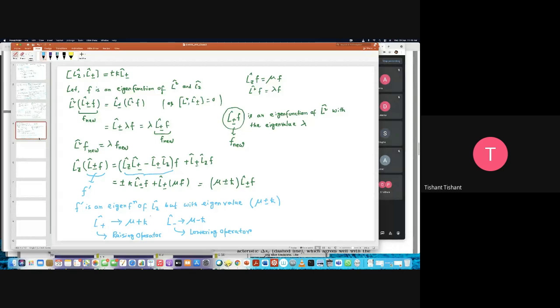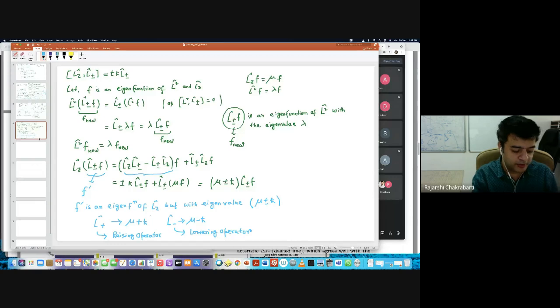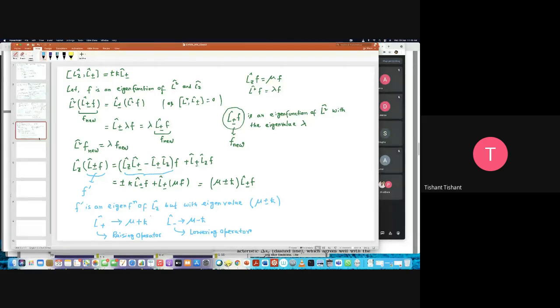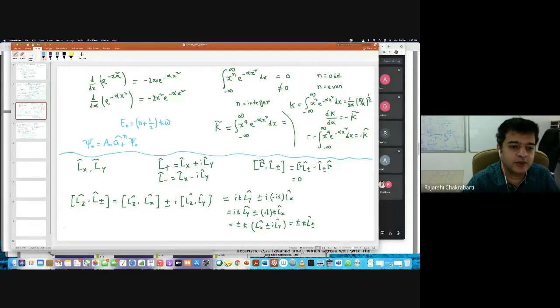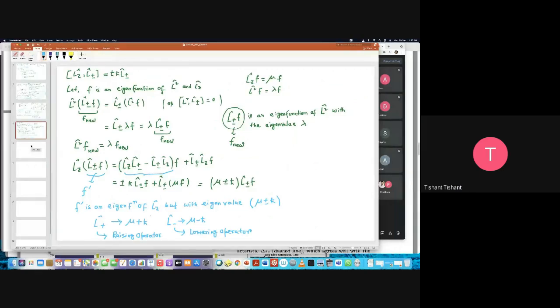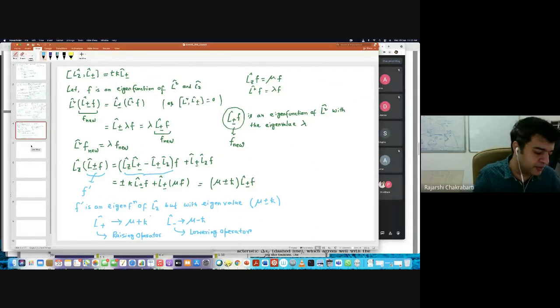No, this is not the simple harmonic oscillator. This is your hydrogen atom problem I'm doing now, isn't it? We did the simple harmonic oscillator just a few minutes back, A plus and A minus. This is L plus and L minus. These are angular momentum. I'm starting a new topic here. That's why I have different notation, L plus, not A plus.